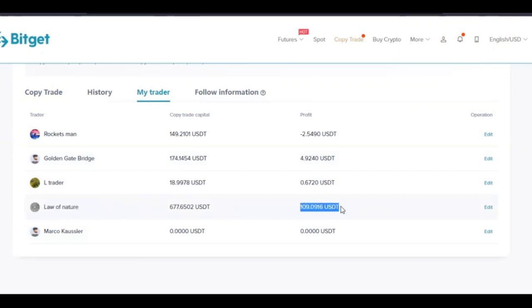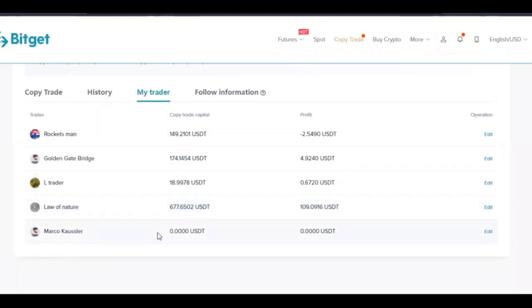As you can see, this is the profit this person has made for me so far. And this person has made me this, this person has made me this. I have actually lost $2 or thereabout with this particular trader. So these are just the tricks to copy the trader. Right here, I will keep copying this trader because I like his trades.